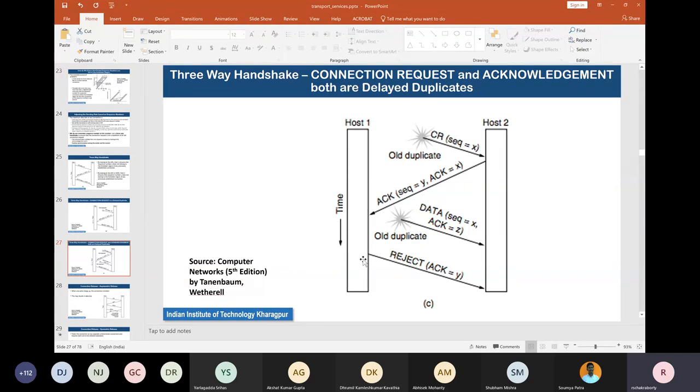First, an old duplicate connection request reaches host 2. Fine. And host 2 sends back saying that I am acknowledging this. My initial starting sequence number is Y and I'm acknowledging X. Okay, it means I am expecting your next data packet should be X.